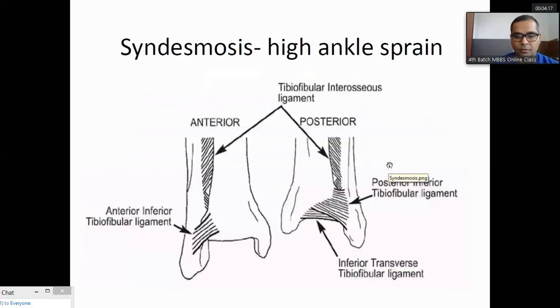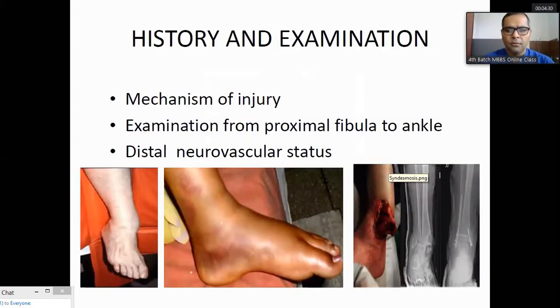So these four ligaments form the syndesmosis, also known as high ankle sprain. When this gets injured, then we call it high ankle sprain. So it is the twisting injury that injures the ankle most commonly, and the other mechanism is road traffic accidents, when there is a direct impact or run over injury.